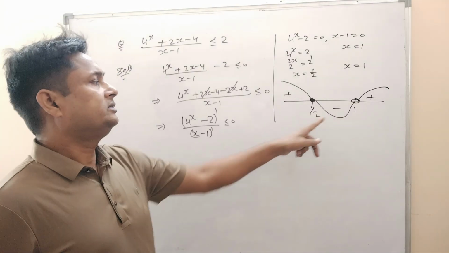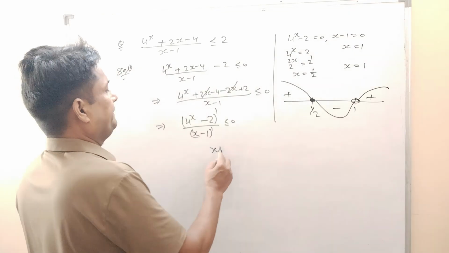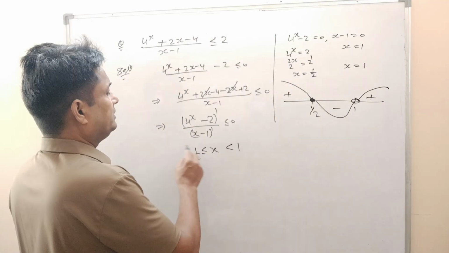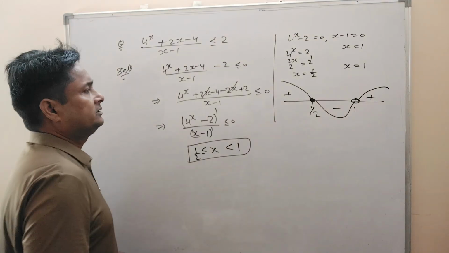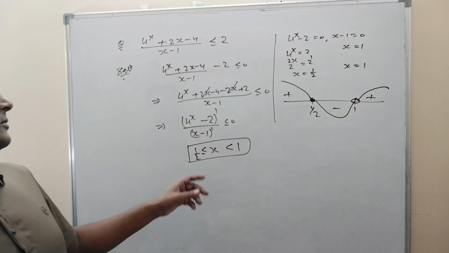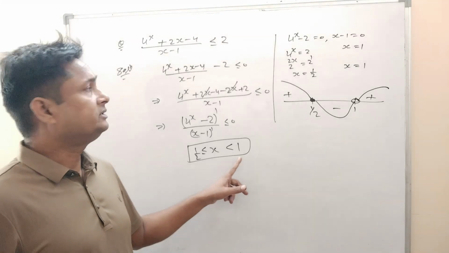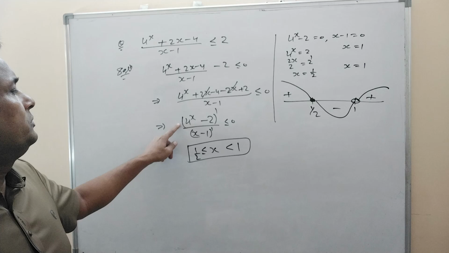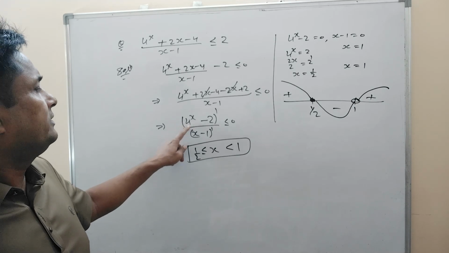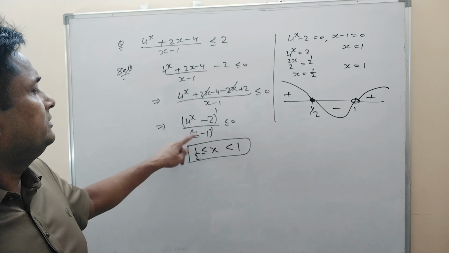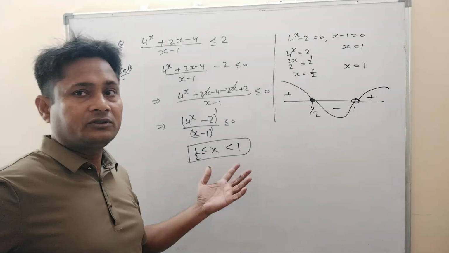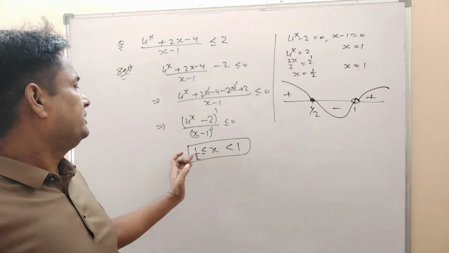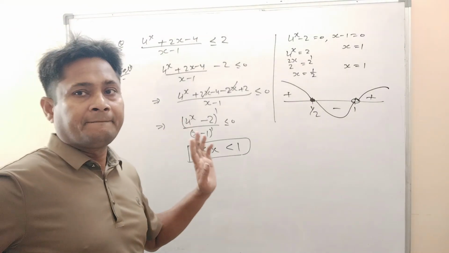Apply the wavy curve method. The answer will be x less than 1 and greater than or equal to half. So this is our answer in this case. You can check any value here. If you put x is equal to 2, then it will not satisfy. This will be positive and this will be positive, and the left hand side will be positive. If you substitute any value of x greater than 1, it will not satisfy. If you substitute less than half, it will not satisfy.